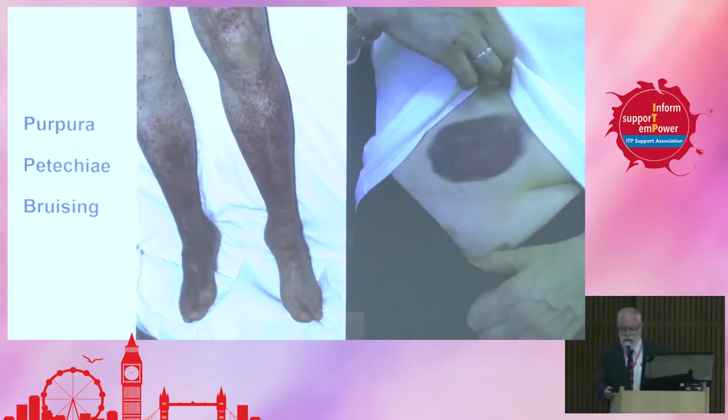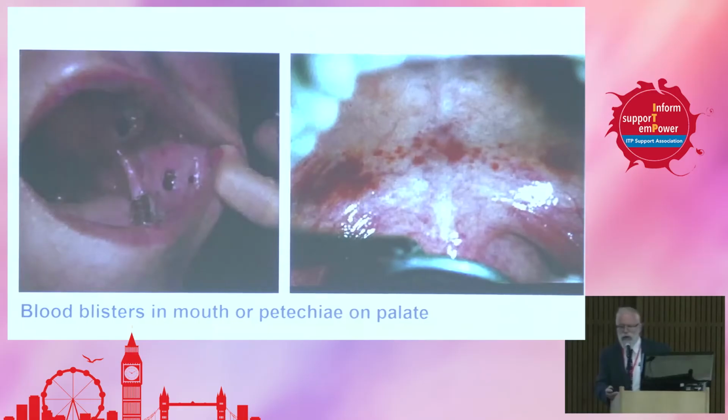Here are some examples of bleeding symptoms and signs. This is one of my patients from Southampton with widespread purpura and petechiae right up to the abdominal wall. And this is a patient with a spontaneous bruise on the abdomen, which looks alarming, but obviously will not kill the patient, but it does look a bit alarming. And then you can bleed into the mouth, either the cheeks, where you get blood blisters, or you can bleed on the palate, the hard palate here.